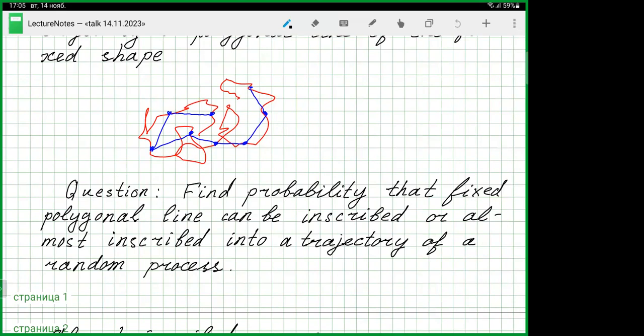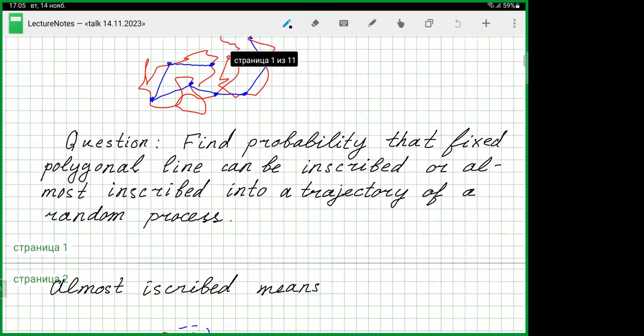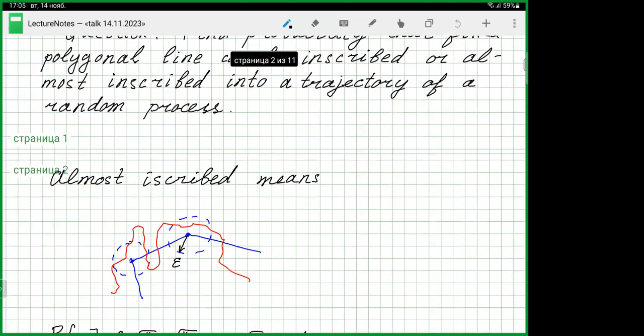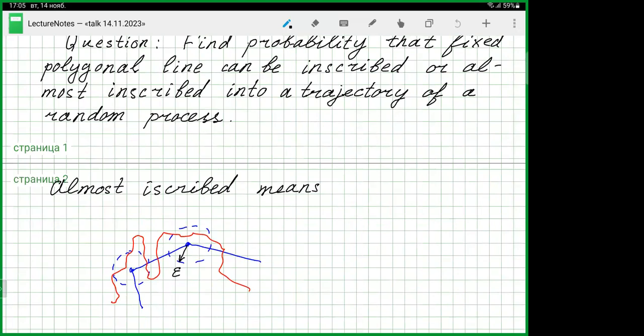Why am I saying almost inscribed, and what does it mean? Almost inscribed means the following: we have our polygonal line and we draw small balls of radius epsilon near the vertices of this polygonal line. And we just ask that our trajectory does not hit precisely the vertex, but just visits this ball. So we are looking for the probability of subsequent visits of these balls.